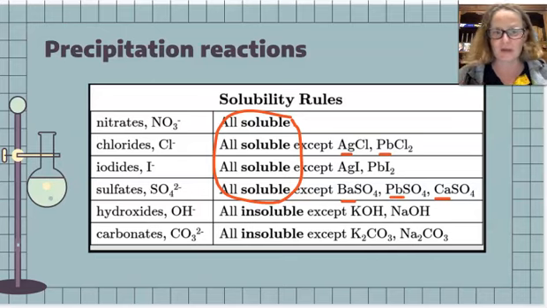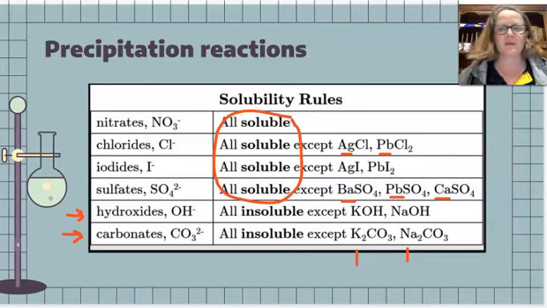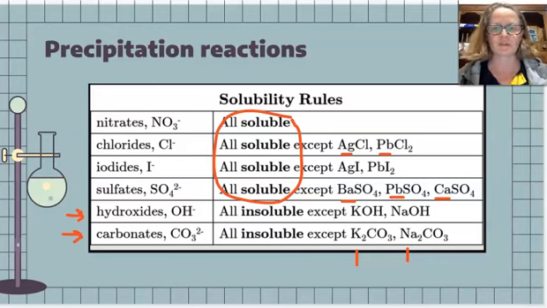And if we flip this around, all hydroxides and carbonates are insoluble except for a couple of exceptions there. So except for potassium and sodium hydroxide or carbonate. So those are our rules, and we don't need to memorize those. We've always got access to a solubility rules table. So let's have a look at another example and see if we can apply our rules.